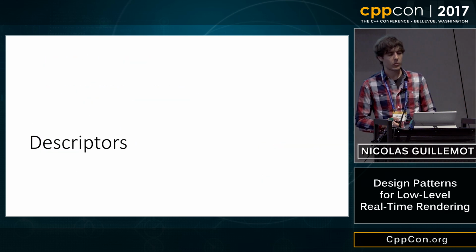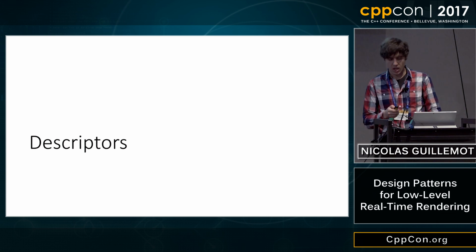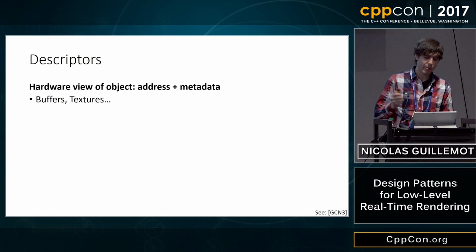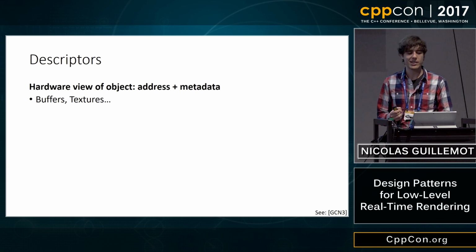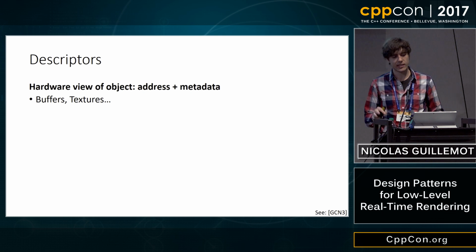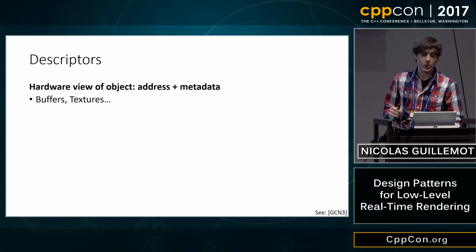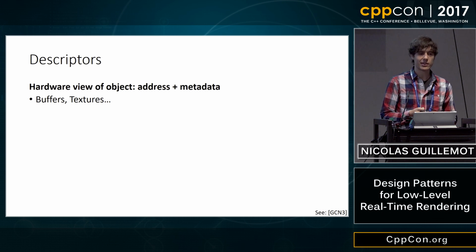One last thing I want to talk about when it comes to GPU programming basics is descriptors. The way I think about it, a descriptor is something like the hardware view of what an object is. And when I say object, I mean mostly things like buffers and textures, although there are various kinds of buffers and various kinds of textures. So it's a bit more complicated, but the way I see it mainly is that it's a small struct that stores something like an address plus some metadata that is relevant to how that object should be accessed.